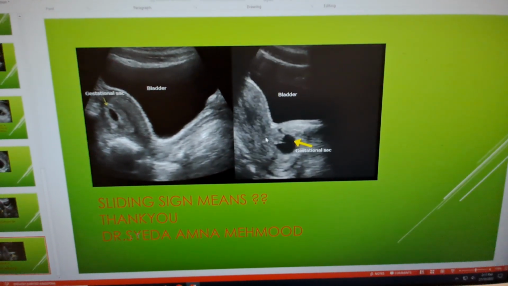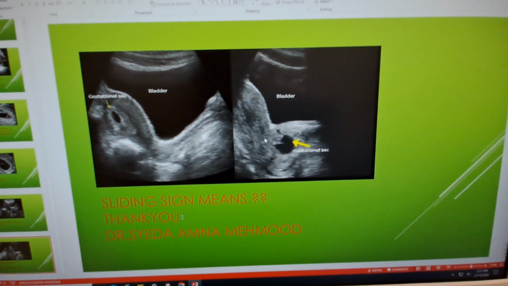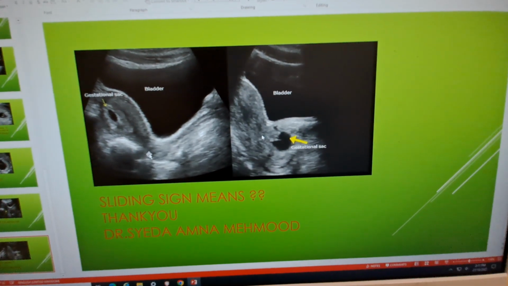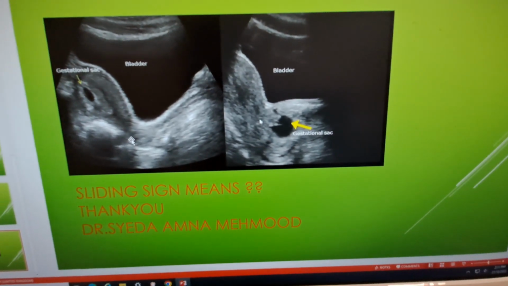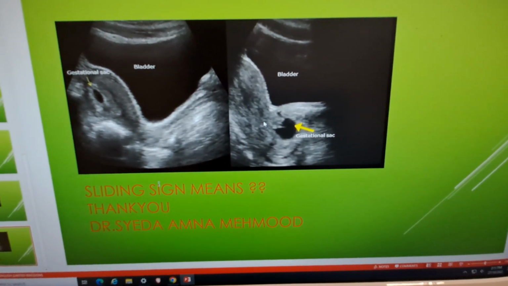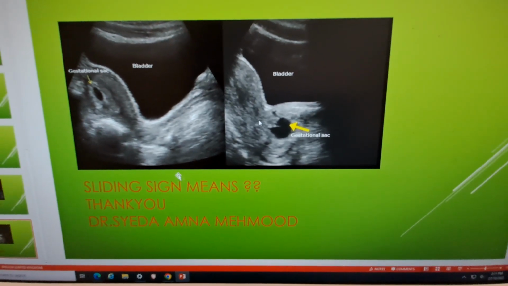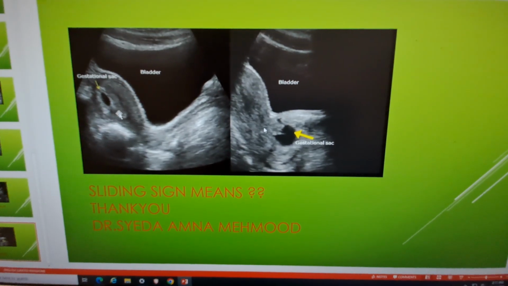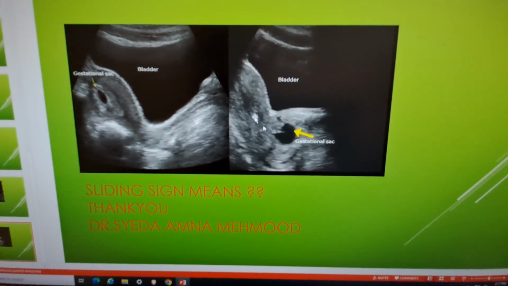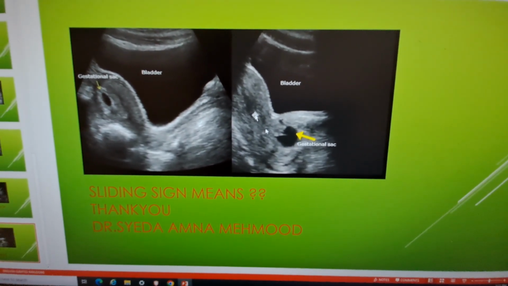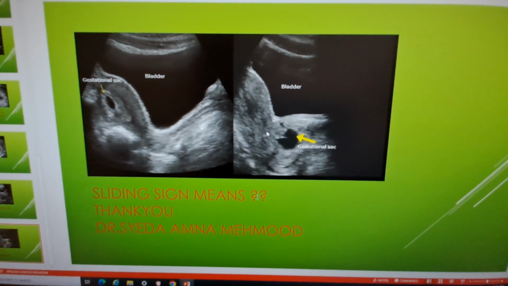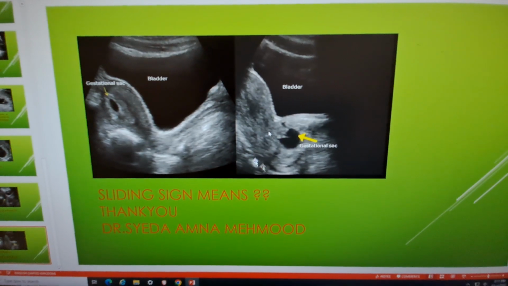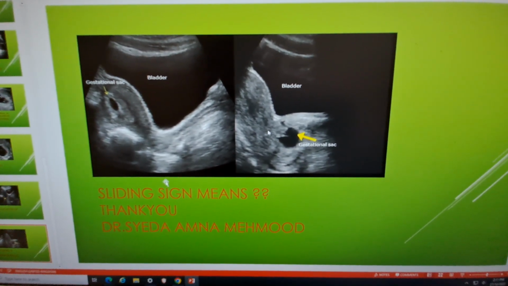Another sign, the sliding sign, which is an early sign of miscarriage, is seen when you are doing the transvaginal ultrasound. What is the sliding effect? When we push with the transvaginal probe, the sac moves in the cavity. So the sac is moving in the cavity, which means it is a sliding gestational sac, and it is a sign of miscarriage or early abortion.